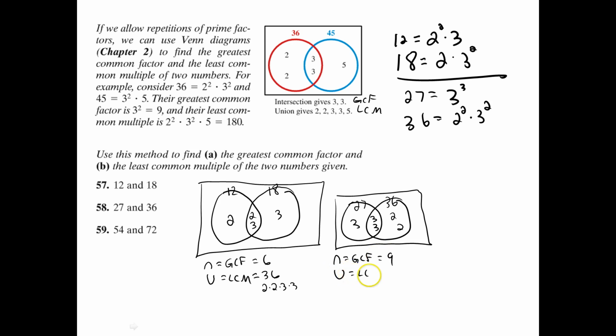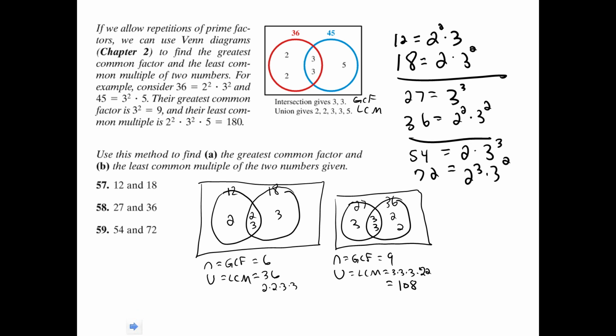Union is the LCM. Just multiply the numbers that are there, and that'll be 108. It's 27, 3, 3, and 3 times 4. 2 and 2. I think that's 108. Yeah. All right, great. And then the last one is just 54 and 72.